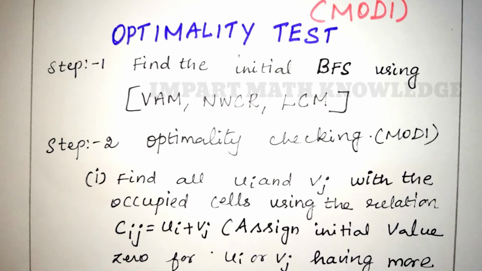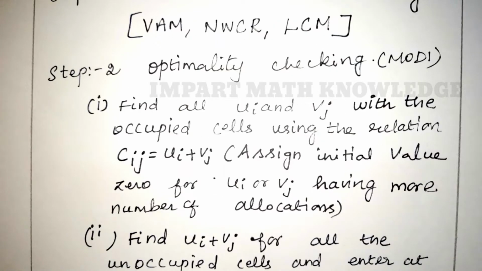Step 1. You have to find the initial basic feasible solution and the transportation cost using Vogel's approximation method or northwest corner rule or least cost entry method. I suggest you to use VAM method because VAM method will give the best solution compared to all the other methods. Step 2, we have to check the optimality using MODI method.